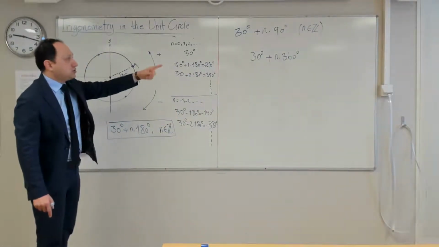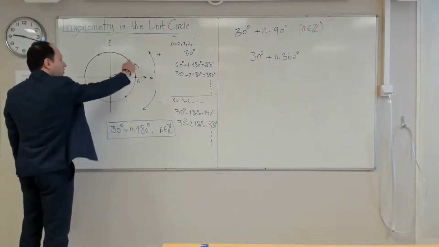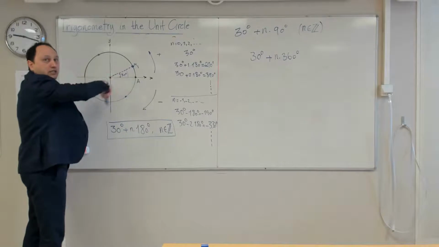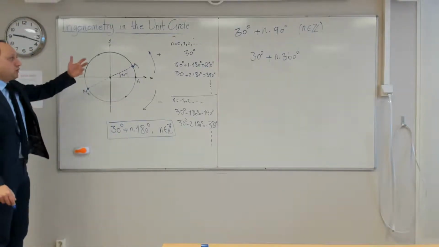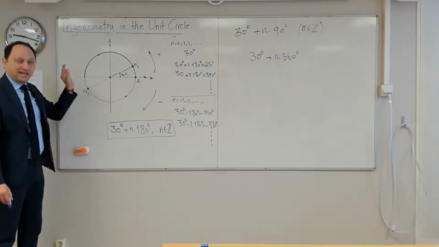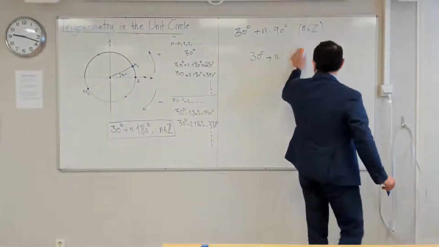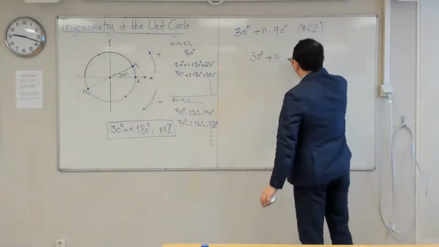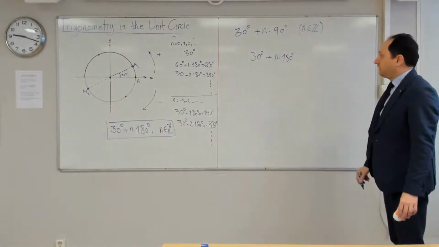Because if you start choosing different values for n from the set of integers, you are just jumping one full round in this direction. So you are ignoring this point. So if you want to write a formula that generates only exactly these 2 points, then it is clear that this shouldn't be 360 degrees. This should be 180 degrees. Okay?